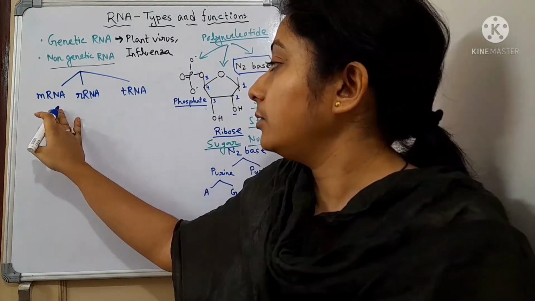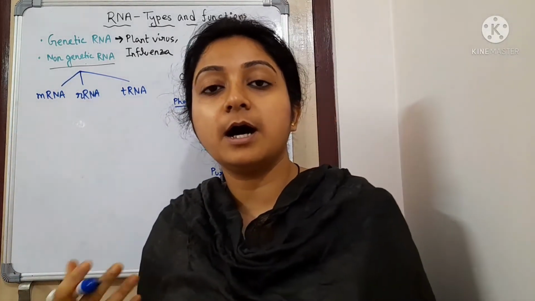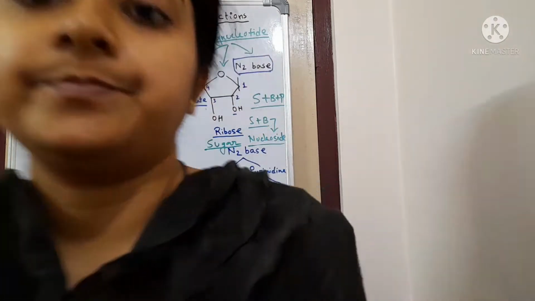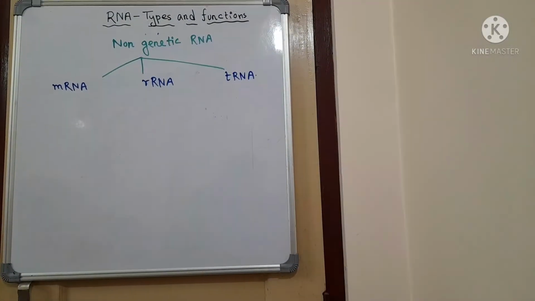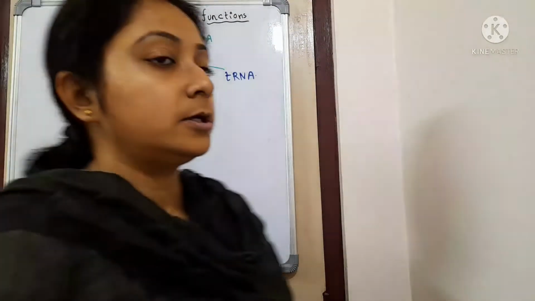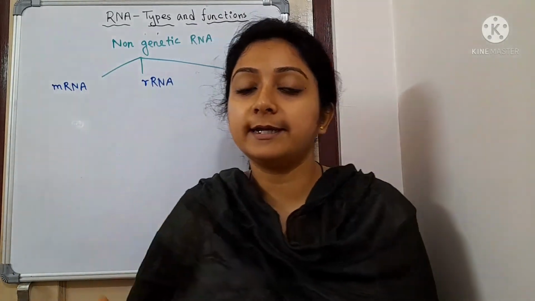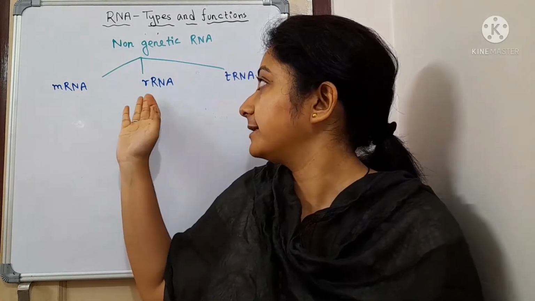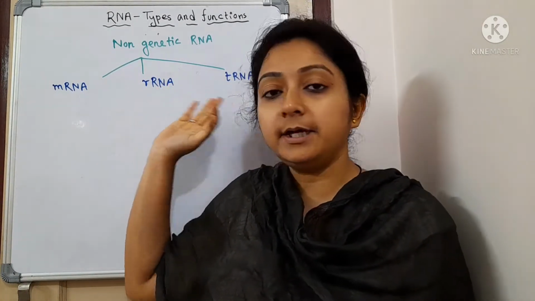Now let us see one by one how they differ from each other, what their structure is, what their characteristic features are, and what functions they actually perform. So let us see the structures, components, and characteristic features of mRNA, rRNA and tRNA.